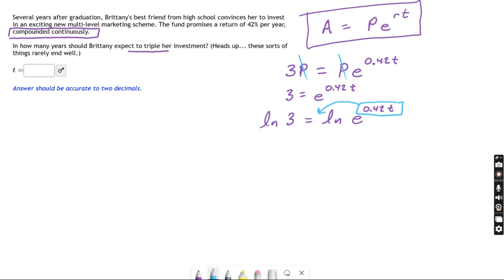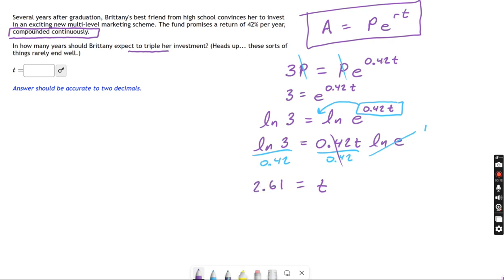I'm going to take the power rule and bring my exponent down as a coefficient. So that leads me to this. ln of 3 equals 0.42t times the ln of e. And here's the really nice spot. ln of e just cancels out. That's equal to 1. So we don't need to say it. It's just times 1. And then we just need to divide both sides by 0.42. And that will give me my answer. Those cross out. And I just have t over here. And on the other side, calculator says this is 2.6. Yeah, basically barely more than 2.5 years and your investment has tripled.